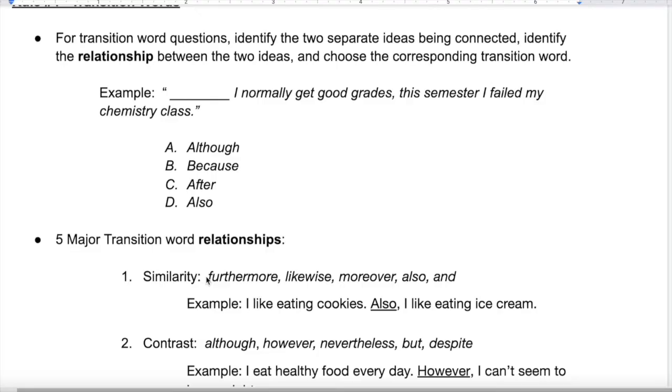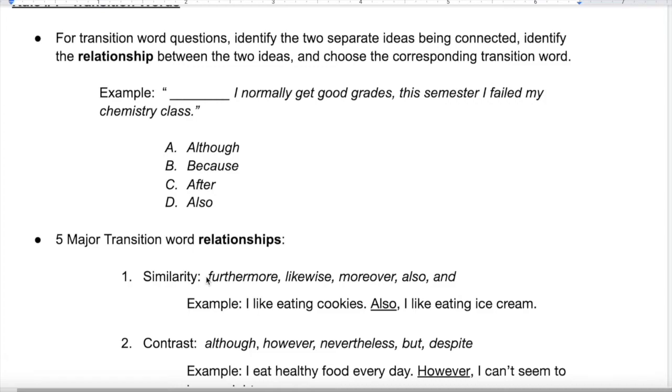Plug in answer choice B. Because I normally get good grades, this semester I failed my chemistry class. How does that sound? Terrible. It sounds awful, right? It doesn't make any sense. Because implies a cause and effect relationship, the first thing causing the second thing. But in this case, if you normally get good grades, that doesn't cause you to fail your chemistry class. That's why it doesn't make any sense. It's the exact opposite. Now you could say, because I normally get good grades, I passed all my classes this semester. That's fine. I don't know if this is exactly cause and effect, but that'd be better than what's plugged in here.